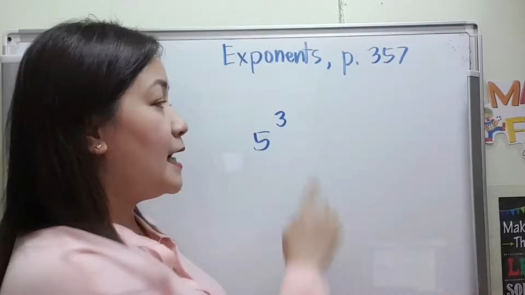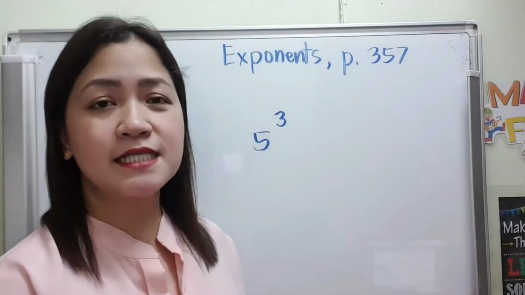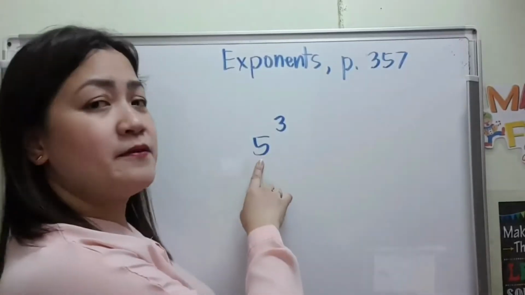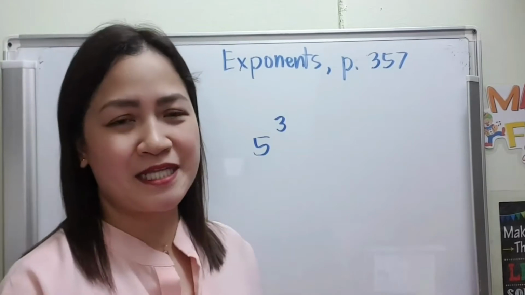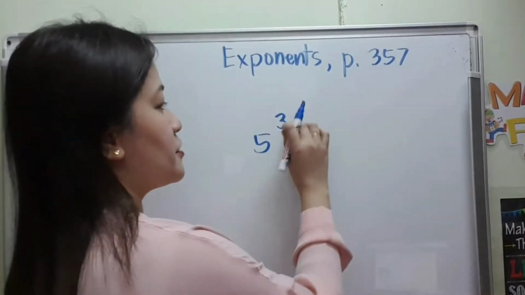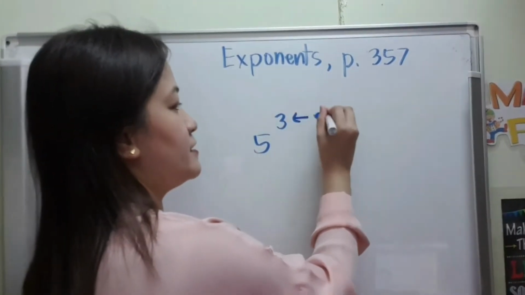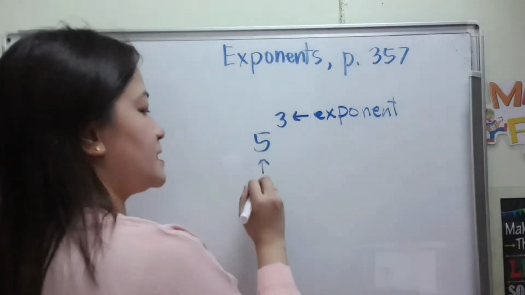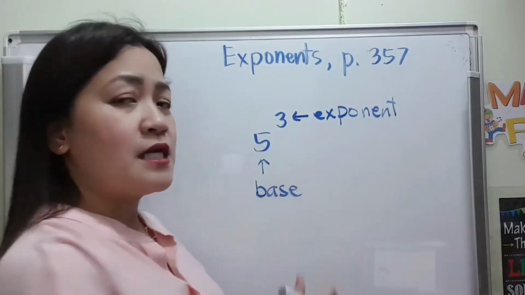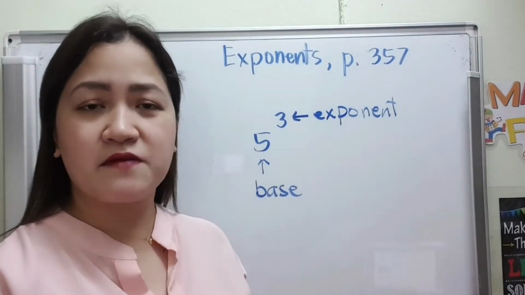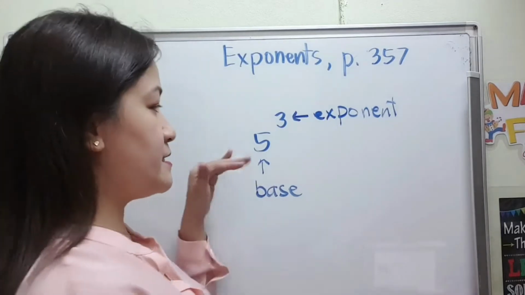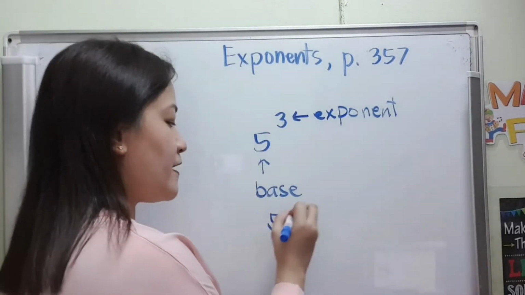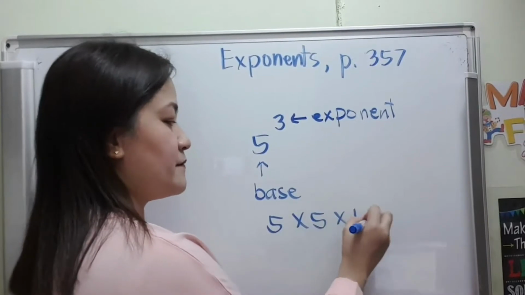You can use an exponent and a base to show repeated multiplication of the same factor. An exponent is a number that tells how many times a number called the base is used as a repeated factor. For this example, 3 here is the exponent, while 5 is the base. So that means the factor that is repeated 3 times is 5. It also means 5 times 5 times 5.